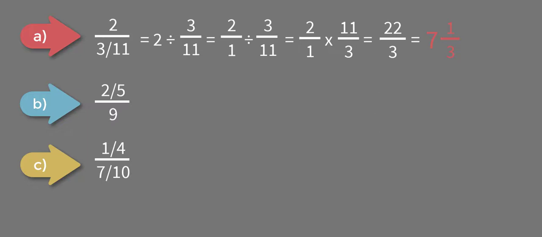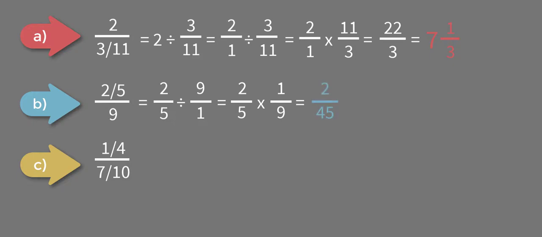Problem B, we're looking at 2/5 divided by 9, so we write that out. 2/5 divided by, we'll go ahead and skip to the second step of what we did in the first problem. Just write that as 9 over 1. Again, multiply by the reciprocal, so that equals 2/5 times 1/9. Multiply across the top, multiply across the bottom. We have 2/45.